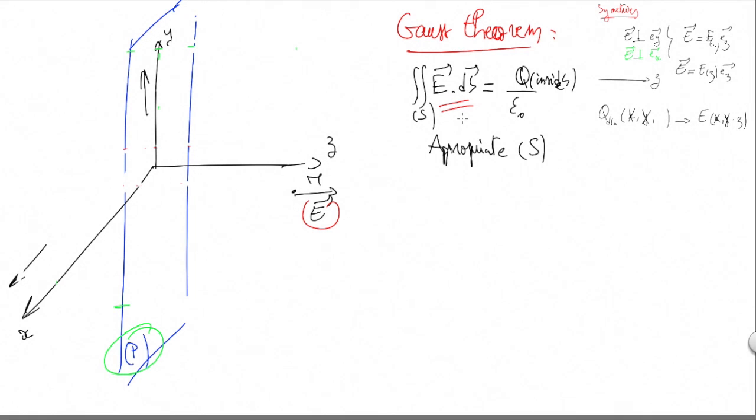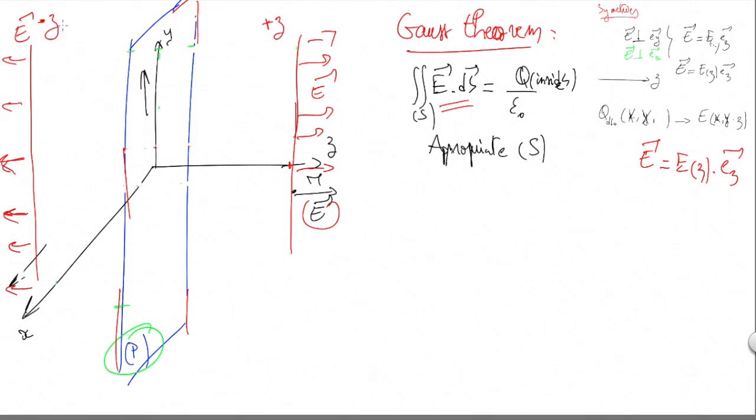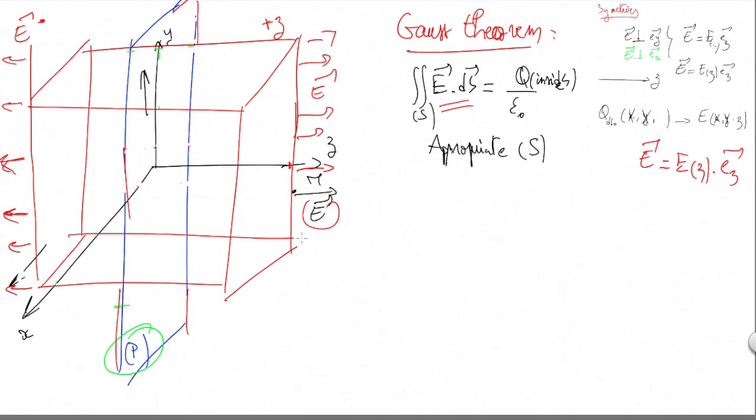We know that E is dependent only on Z and is following the Z direction, so if we are at a fixed value of Z, the field vector is the same wherever we are. Also, from the fact that the plane is itself a symmetry plane for the charge distribution, we know that if we are at minus Z, we would have a symmetric value of the field. So any surface having a face on minus Z and plus Z would be an appropriate Gauss surface. Let's take, for example, a surface like this, having two symmetric faces. This face is on plus Z and this face is on minus Z.